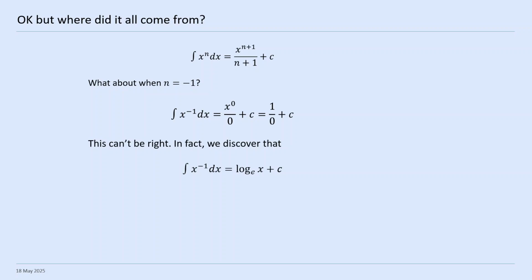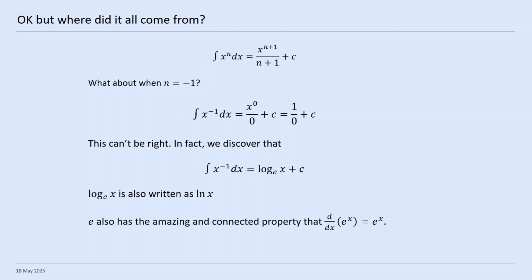So what we actually discover is the integral of 1 over x, or x to the minus 1, is log to the base e of x plus c. Log to the base e of x is also written as ln of x. It's another way of writing it. And e has this amazing property that if you differentiate e to the x, you just get e to the x back. So it is its own derivative.